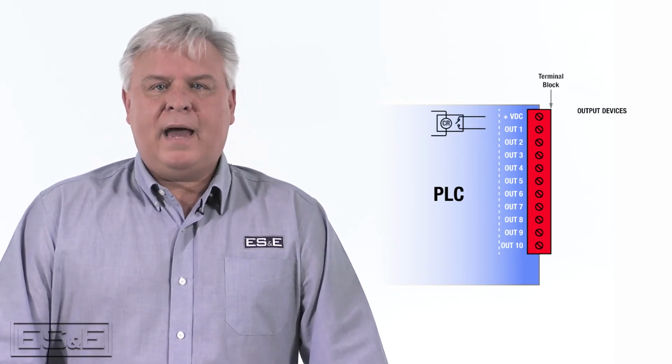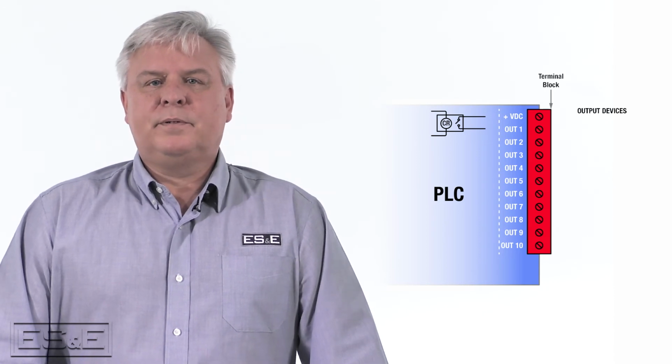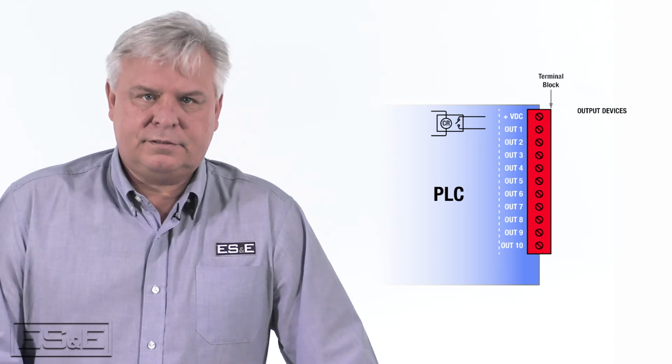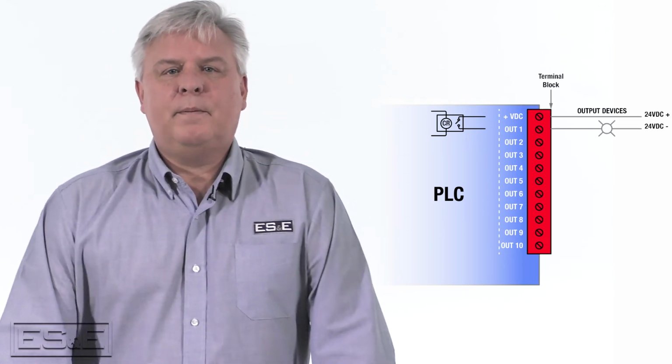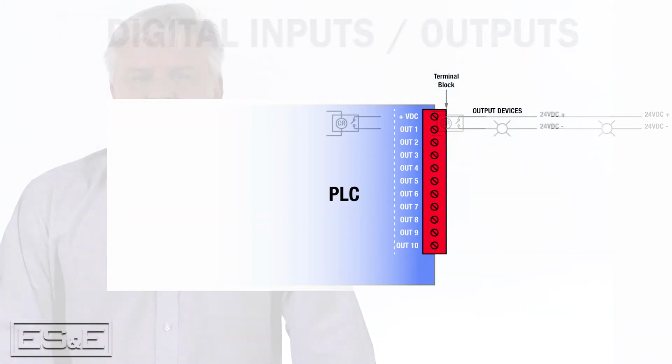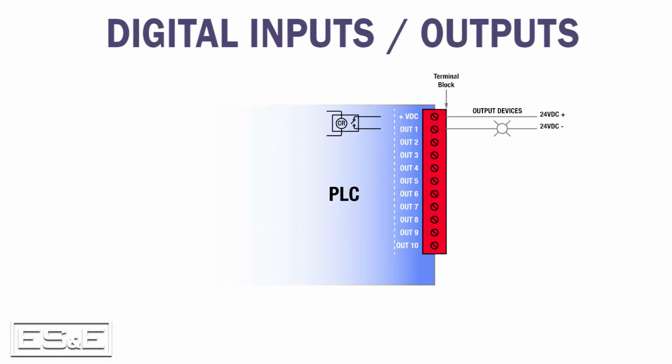With relay type outputs, there may be a supply terminal for each output terminal. This is known as isolated relay outputs. In this case, we're supplying output 1 with 24 volts DC plus to control a pilot light. In this diagram, you can see the representation of a relay internal to the PLC controlling the pilot light. When the program tells output 1 to turn on, it energizes the internal relay. This will allow power to flow through the contacts of the internal relay to output 1.